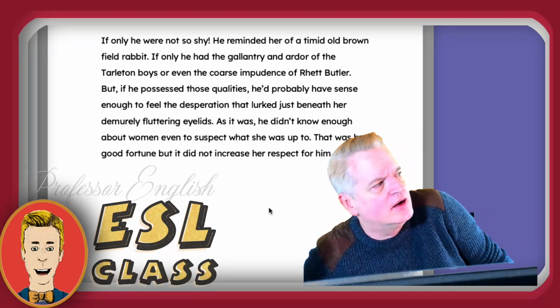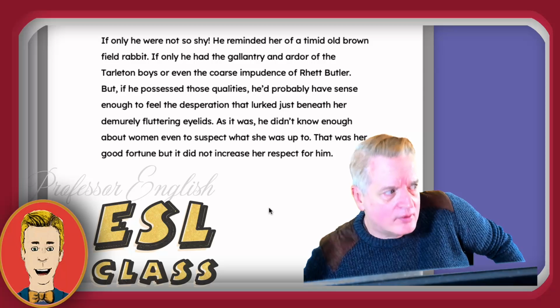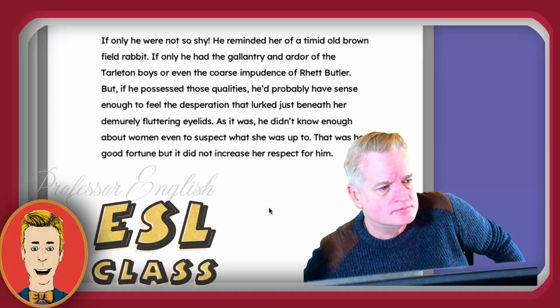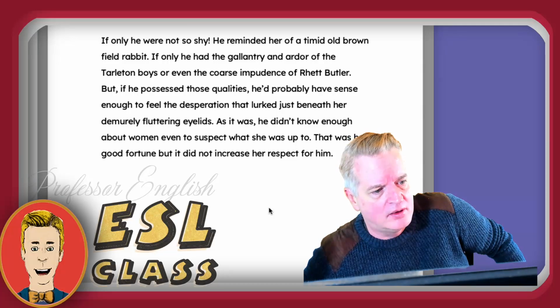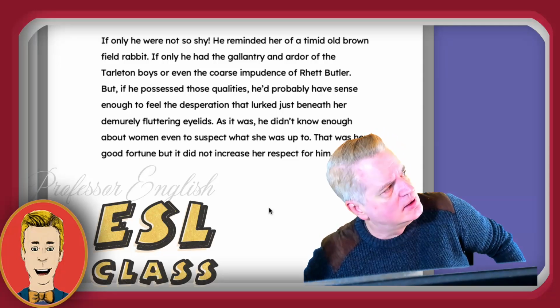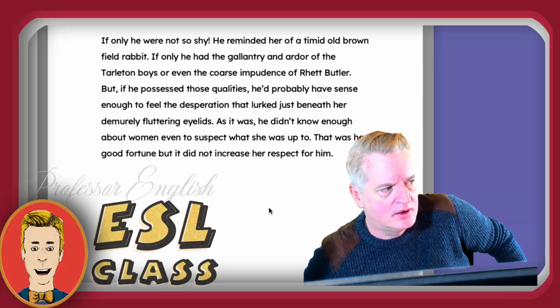Can you say "he reminded her of a"? He reminded her of a. He reminded her of. Her of a. Yes. He reminded her of a. Her of a. Say it again. He reminded her of a. Can you say "reminded her of a"? Say "rava, rava." Rabba, rabba. Her rabba, her rabba. He reminded her of a.